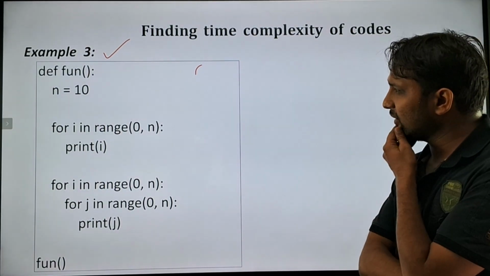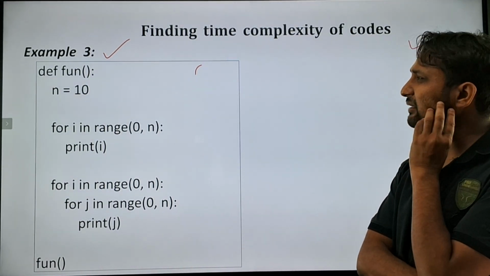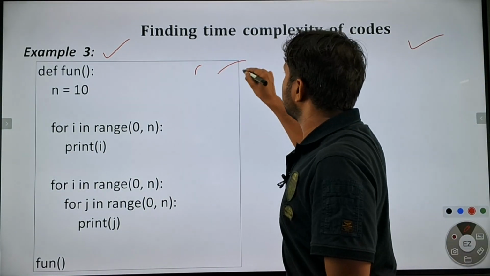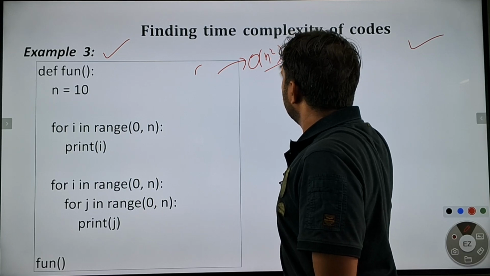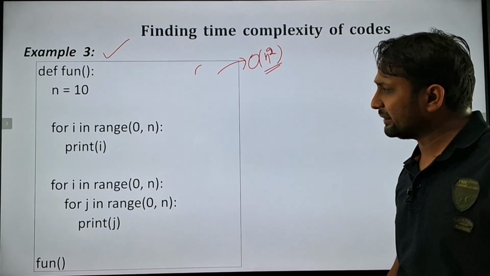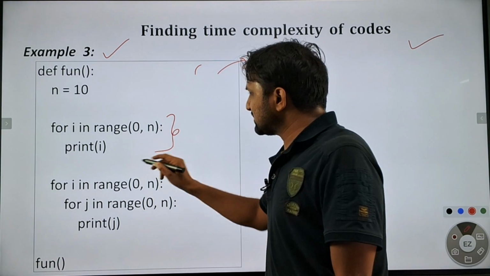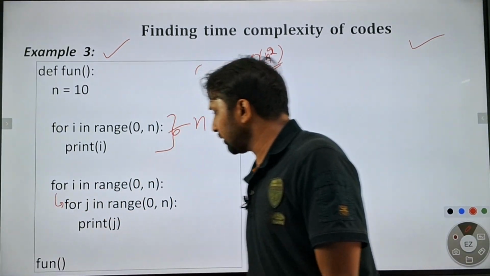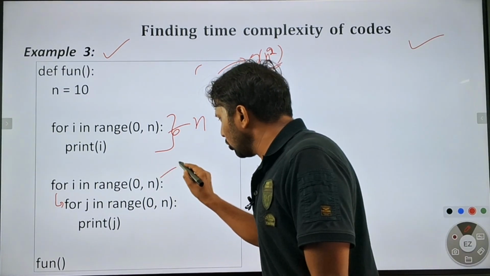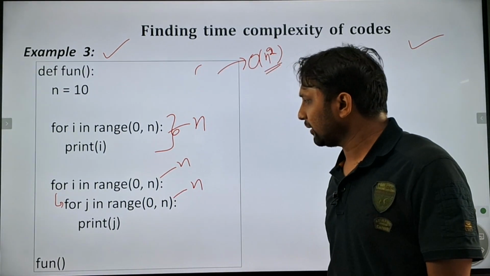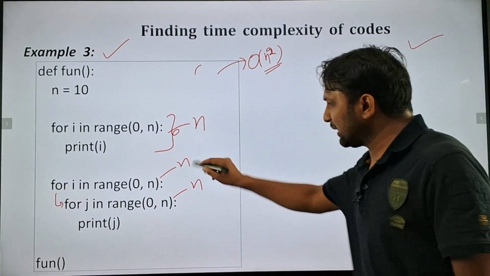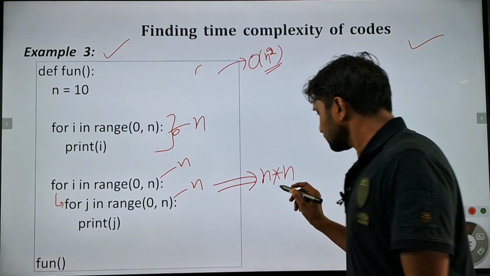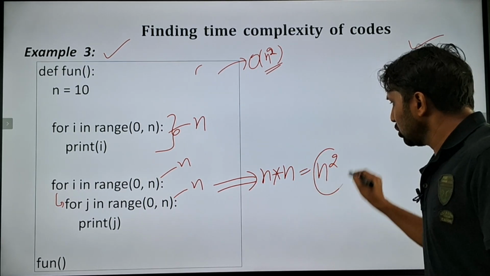How much time will this take? Many people might think that this code will take n square time. And why are they saying n square? They might think that this loop is executing n times, and there is a loop inside a loop over here. Two loops are there, loop inside loop. The outer loop is executing n, the inner loop is executing n. When there is a loop inside a loop, we multiply. So what will be the time complexity? n into n. That is n square.